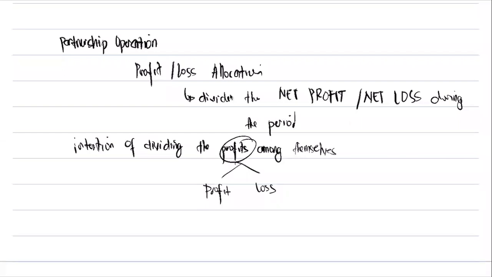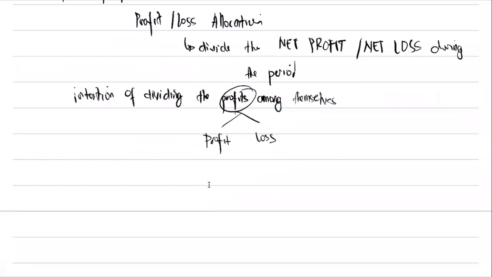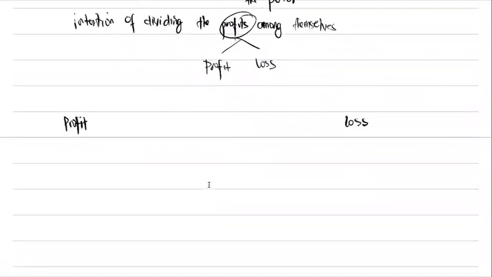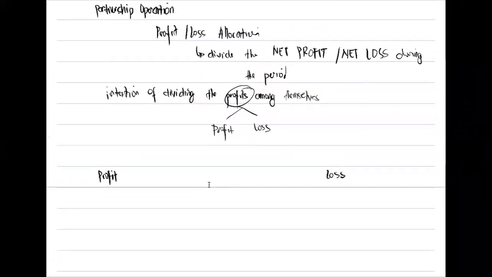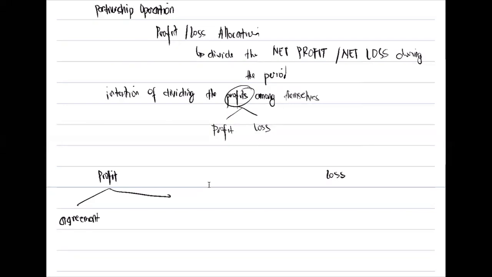Now, since we are to divide the profit or loss to the partners, how do we divide them? Of course, we have here your profit and then we have a loss. We start first with your profit allocation. How do we allocate the profit? In allocation of profit, it depends if there is an agreement or there is no agreement. Sir, what do we mean by agreement and no agreement?